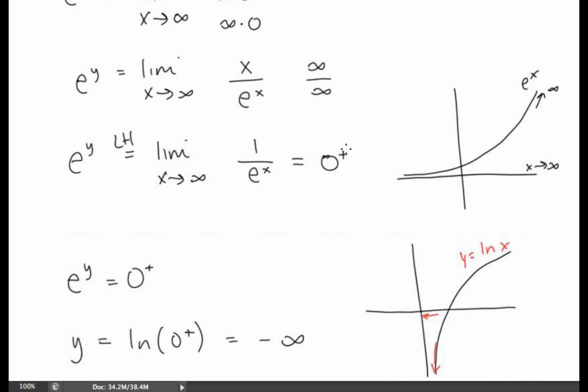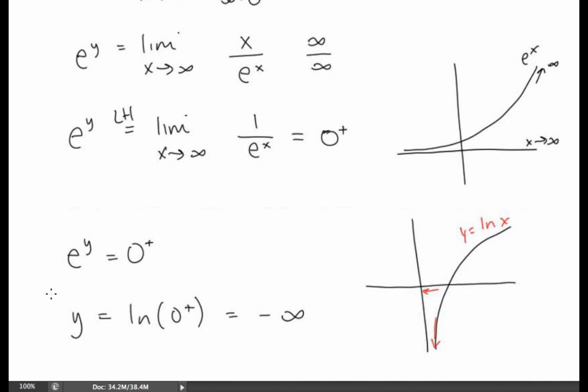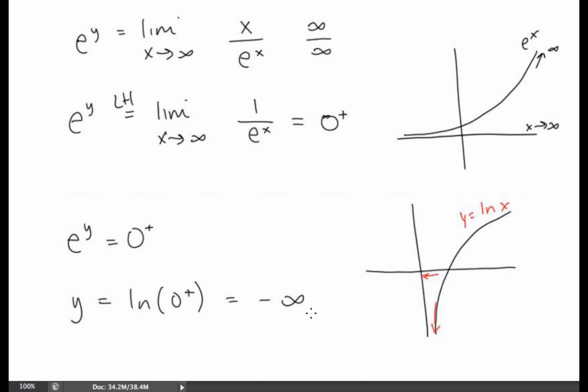Now, it's important to notice that this is going to 0 from the right-hand side, from the positive values, because the next step is to take the natural log of both sides. And we can only do that for values that are going to 0 from the right. So now taking natural logs, we have y approaching negative infinity. And this is the original limit that we were trying to find.